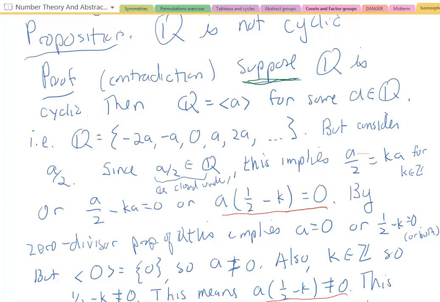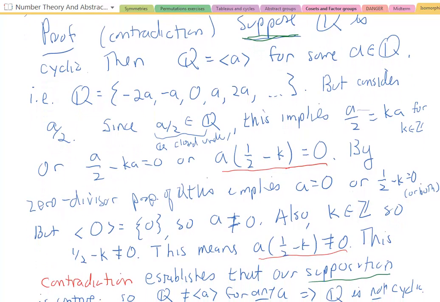So here we have two contradictory statements. One statement is that A times (1/2 minus K) equals 0. The other is that A times (1/2 minus K) is not 0. So this is a contradiction. This contradiction establishes that our supposition is false. Our supposition is up here at the top: suppose Q is cyclic. That cannot be true. So Q is not cyclic.